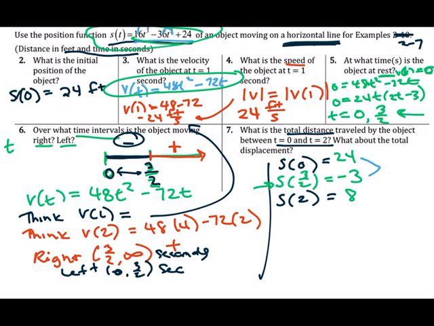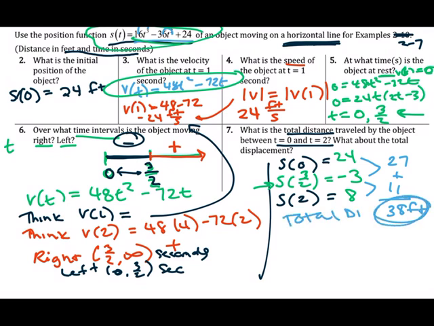So what we're asking ourselves is how far is it from 24 to negative 3? Well, I'd have to go down 24 and then go down 3 more. So distance-wise, and distance is always positive, it's traveling 27 feet between when it starts and when it stops moving at 3 over 2. Then between 3 over 2 and 2, when it's changing direction, we're moving from -3 to 8. Well, -3 to 0 is 3, and then 8 more gives me 11. So to find the total distance, I'm just going to add those two numbers together to get 38 feet is the total distance that's traveled.